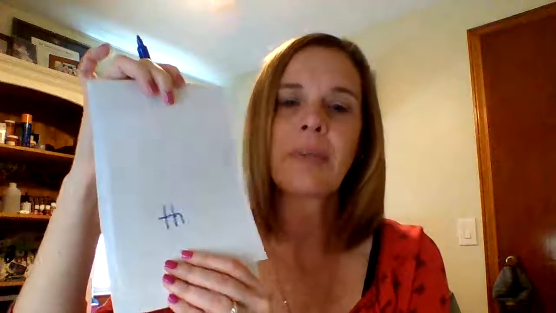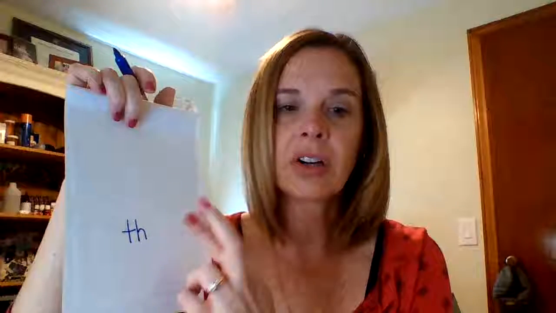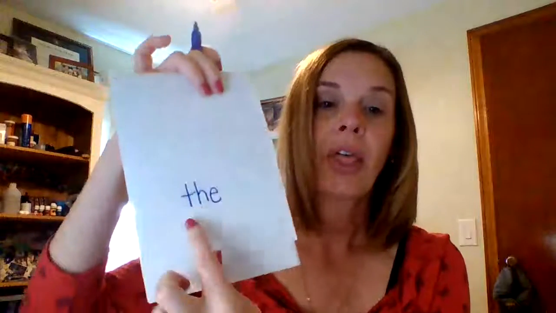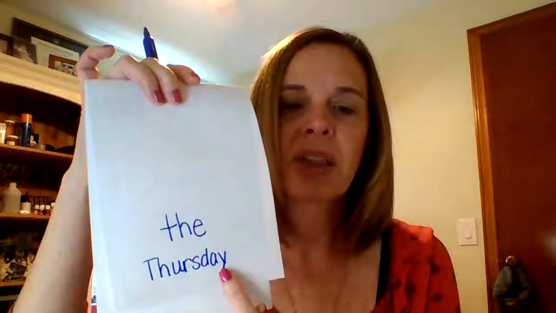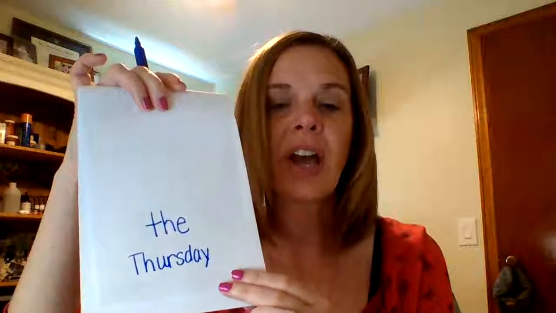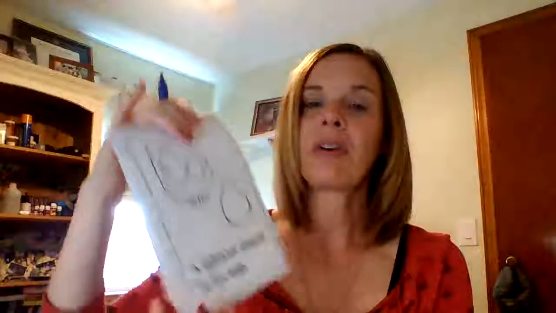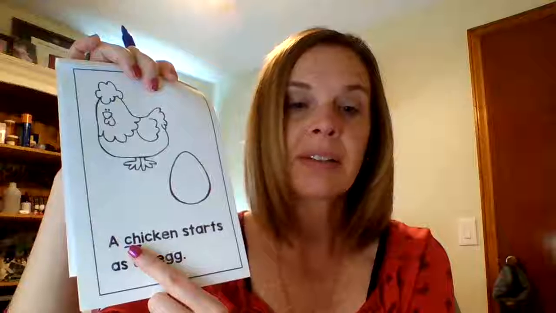It's like the digraph that we already learned about, T and H. When T and H are side by side, instead of saying t, those two letters say th, like in the word the, or the word Thursday, just like our day of the week that was on the calendar. So whenever you see T and H, that is a digraph. T and H together says th. And the digraph that we'll be practicing today is the digraph CH that makes the sound ch.